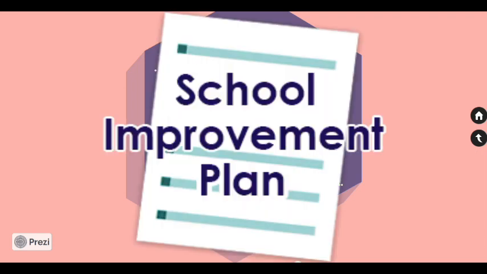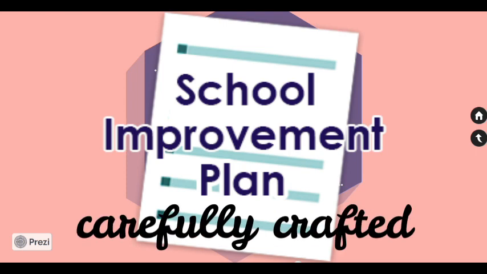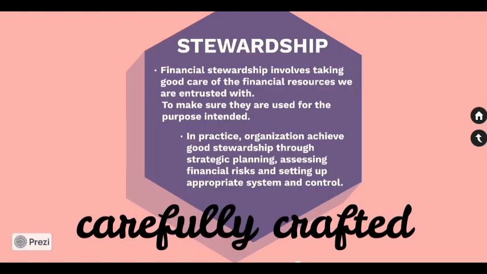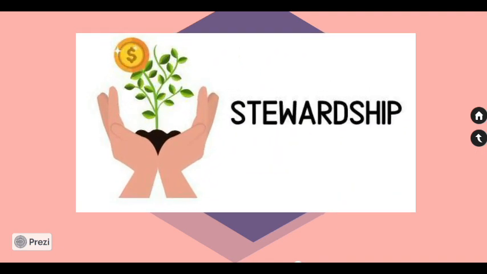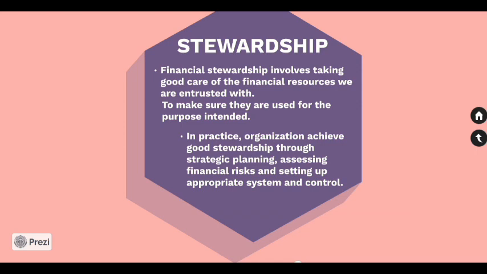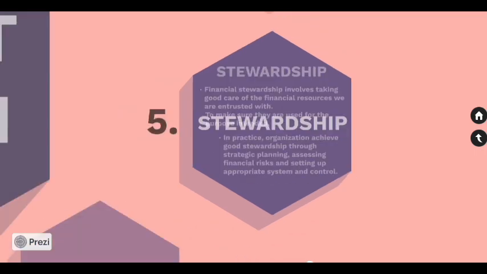The SIP or School Improvement Plan and AIP or Annual Improvement Plan are being carefully crafted by our school heads, teachers, and staff to practice stewardship. In here, they designate certain amounts of funds and expected expenses to different organizations, activities, and projects to address various problems. Through this, financial resources are being appropriately used.